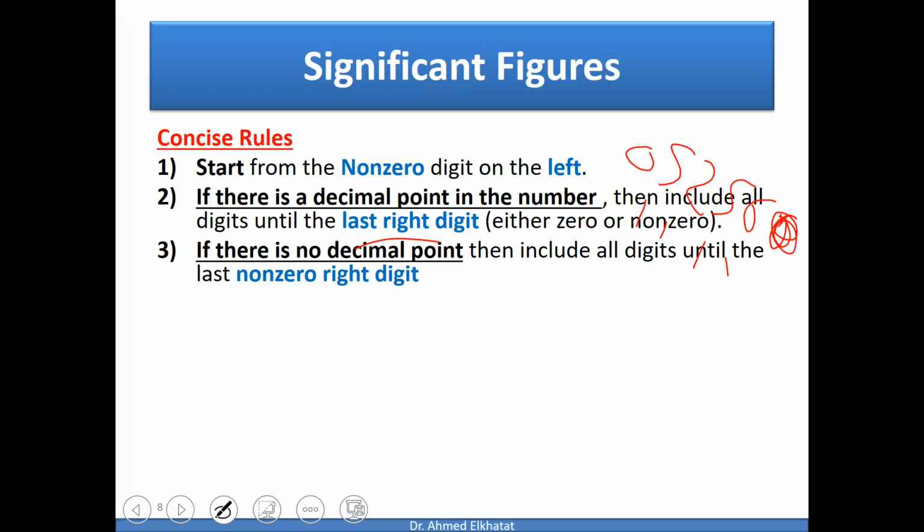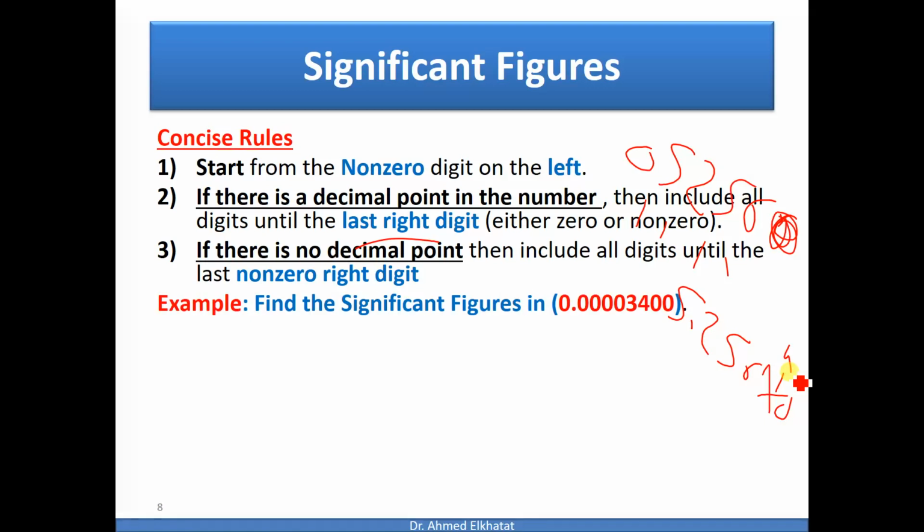So I can represent it as 5.2 5 6 times, so now I can count 1 2 3 4, times 10 to the power 4.